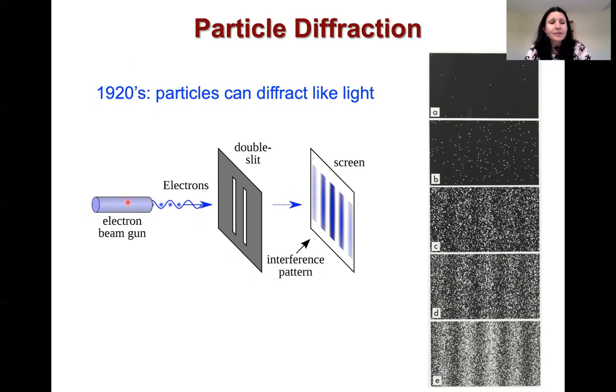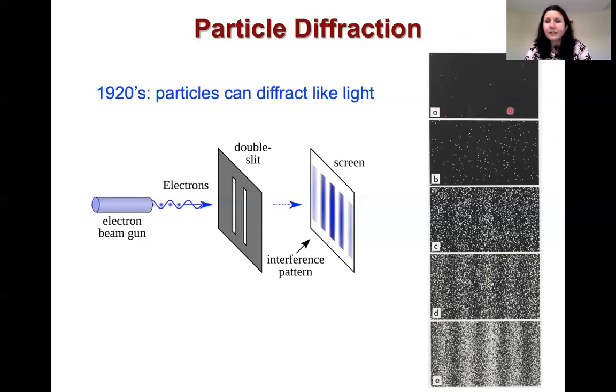So in this experiment, instead of a laser, there was an electron beam gun, which basically just shot out particles, electrons, and the frequency was pretty low. So it's not that you had a bunch of electrons coming through at the same time. Let's say you shoot one, you wait, you shoot another one. And if you looked at the screen, after less than 10 of them were projected onto the screen, they do behave like particles.